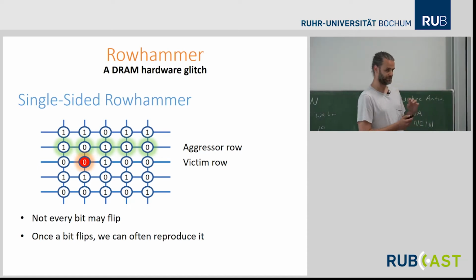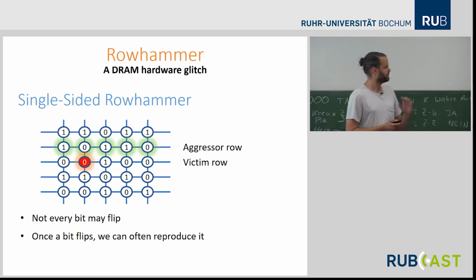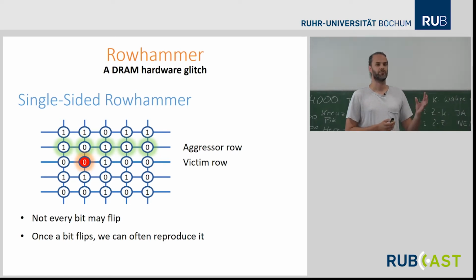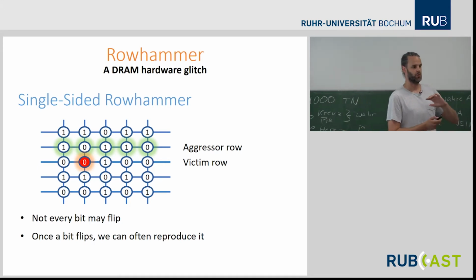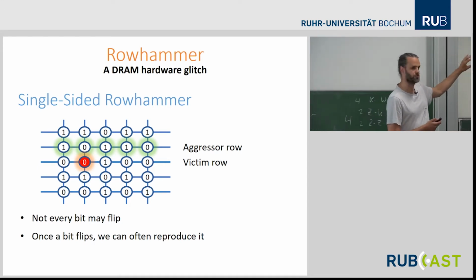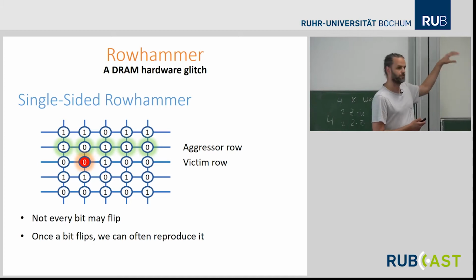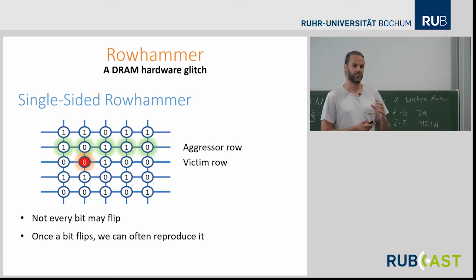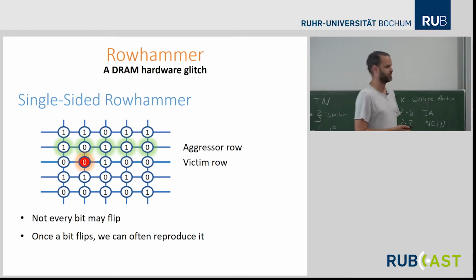But we find that once we flip a bit using Rowhammer, we can often reproduce it. So when we know that this particular cell is vulnerable, we can then try to store some important data in there so that when we flip a bit another time, something interesting happens.